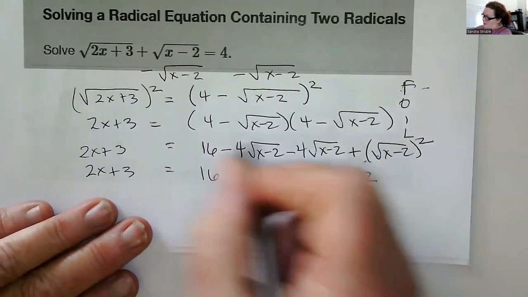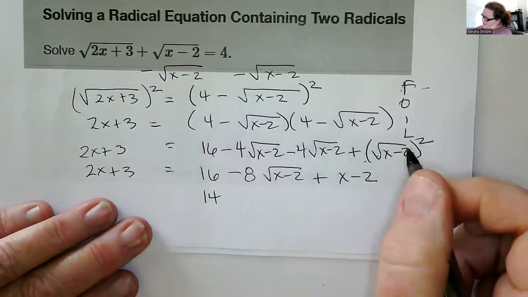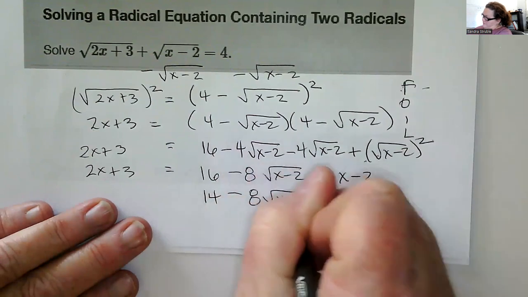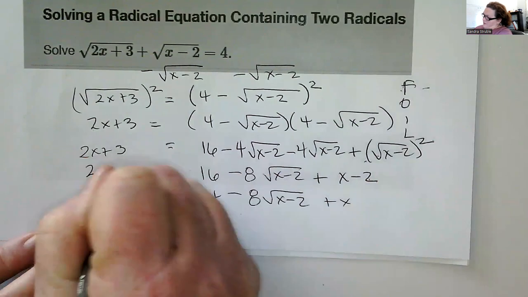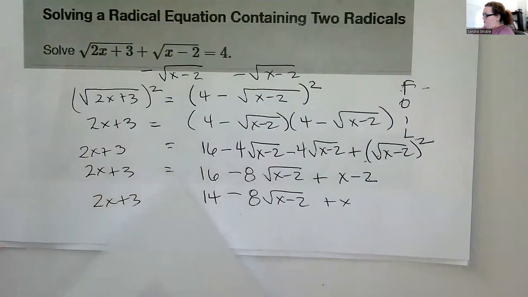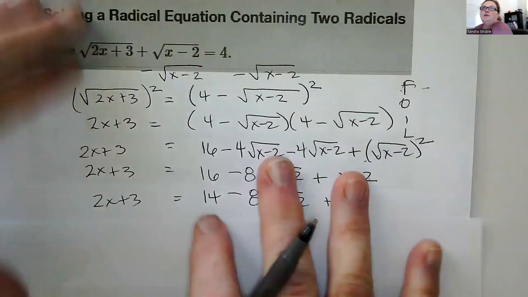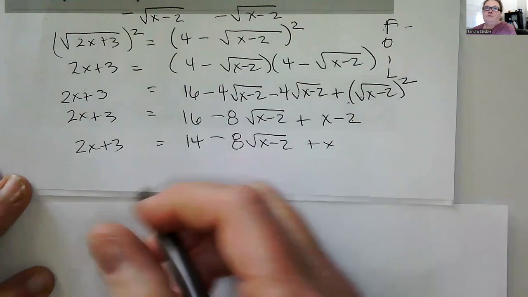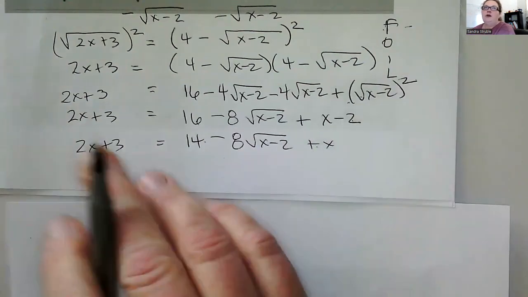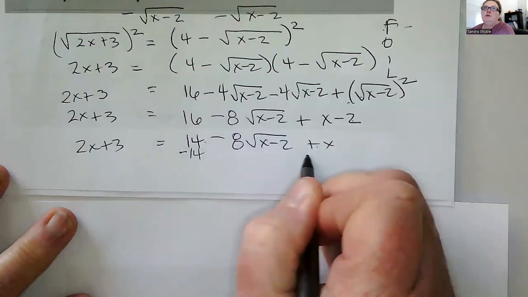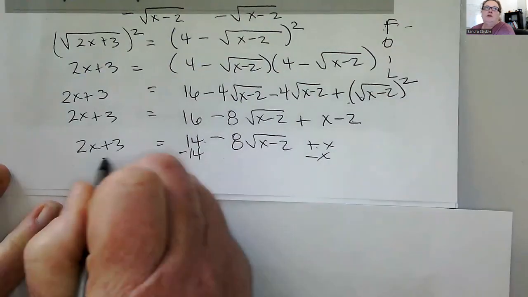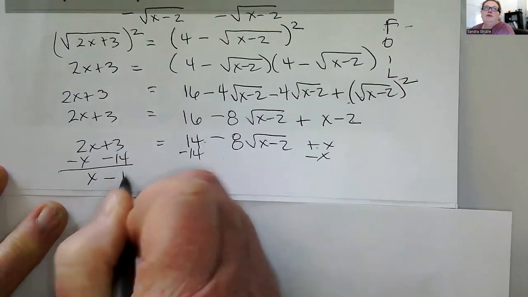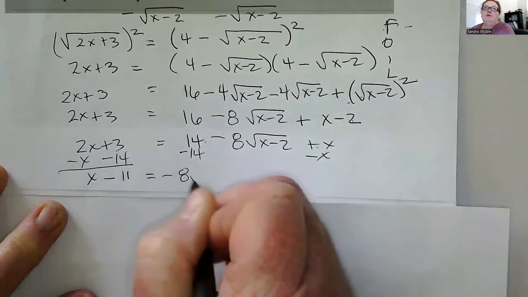16 minus 2 is 14. And what else? I think that's all we can do there. I'm going to grab another sheet of paper to continue this. Otherwise, it's going to get a little too tight. All right. Actually, I can do one more line. I want to bring this 14 and this x over to the other side. So I'm going to subtract 14 and subtract x from this side, and then put negative 14 and negative x over here. So I get x minus 11 is equal to negative 8, the square root of x minus 2.